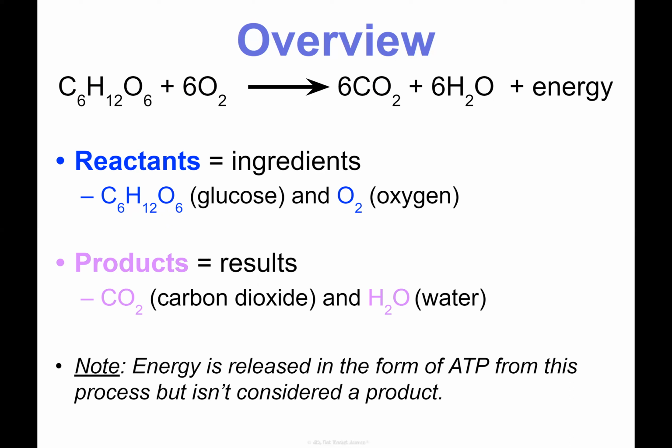The reactants are what is before the arrow. So the reactants in cellular respiration are glucose and oxygen. And the products of cellular respiration are carbon dioxide, which is a waste product, we exhale it, and then water, and then of course, our energy, which is our goal, okay? Note that the energy is released in the form of ATP from this process, but sometimes it's not considered a full product, okay?